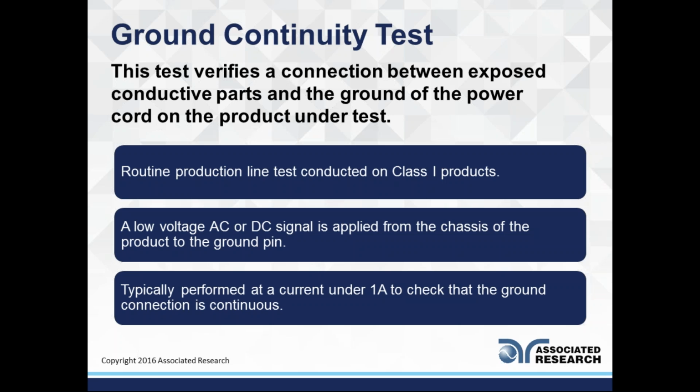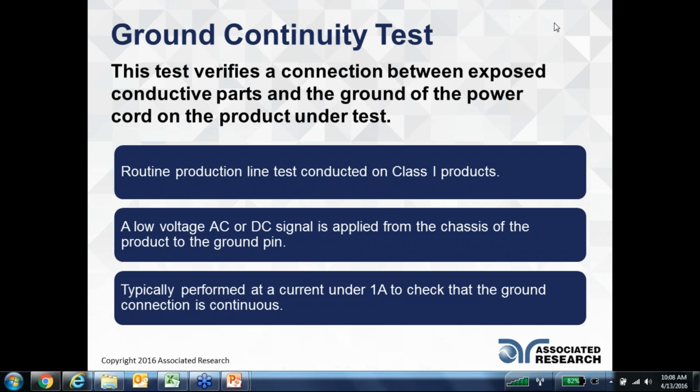So, ground continuity test. Let me close this for a second. This test verifies a connection between exposed conductive parts and the ground of the power cord on the product under test. So this, in essence, is just making sure I have a closed loop. My ground circuit, which is a safety feature, I want to make sure it's there, and that current can flow from wherever it's leaking back to ground.